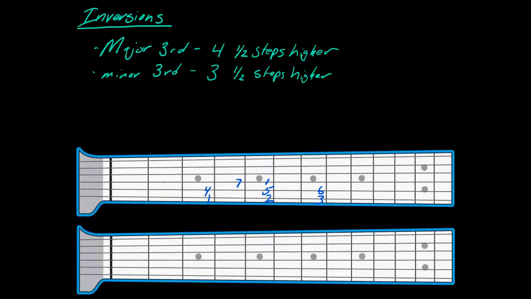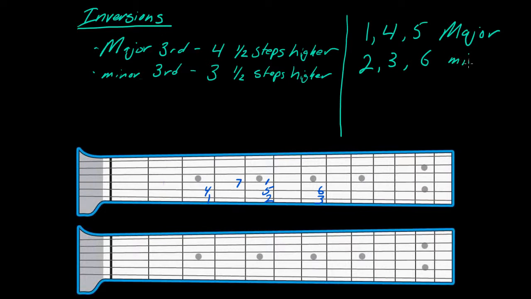Number 1, let me remind you again. Chords 1, 4, and 5 are major. Chords 2, 3, 6 are minor. And chord 7 is diminished. So this is how it would work.